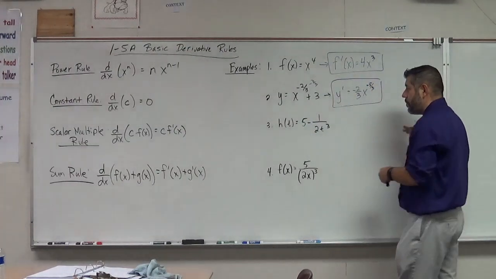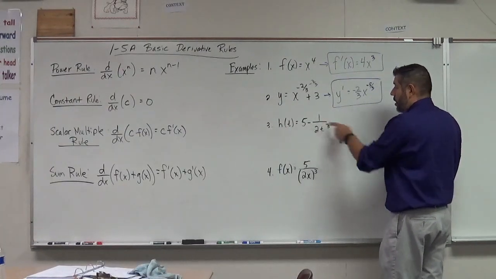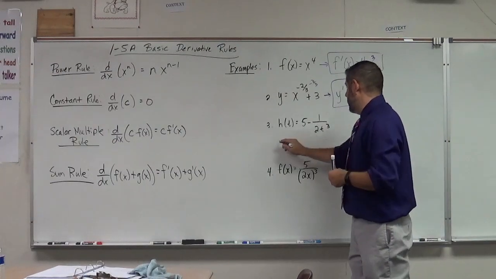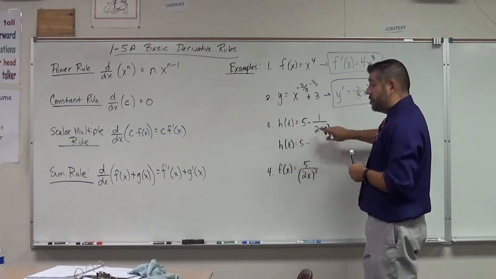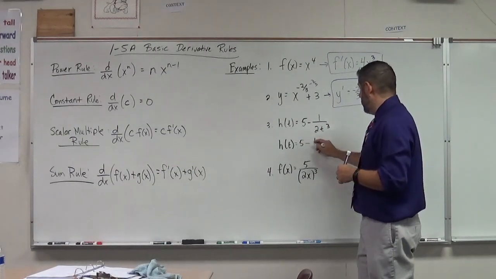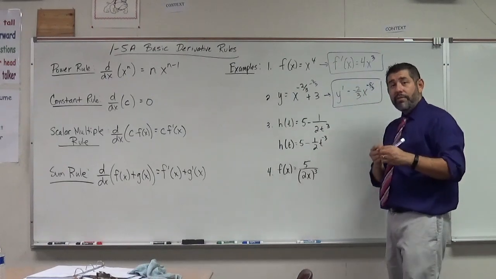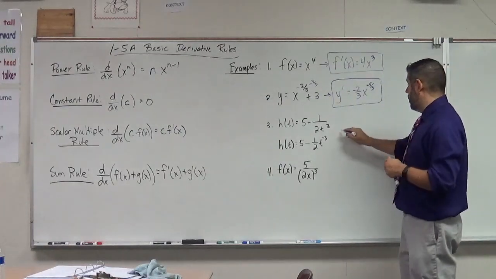Okay? Now, remember I said I don't want a power in the denominator, so I'm going to convert this first. I'm going to change this to h of t is equal to 5 minus, the 2 needs to stay down there, so 1/2 t to the negative 3 power. If we have a t in the denominator, I've got to bring it up to the negative 3rd power. Now we can do our derivative.